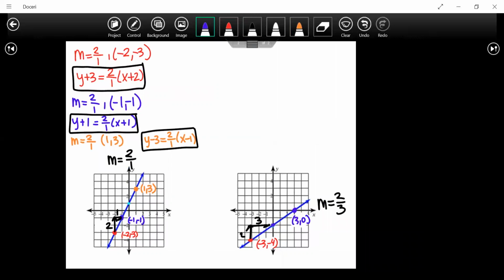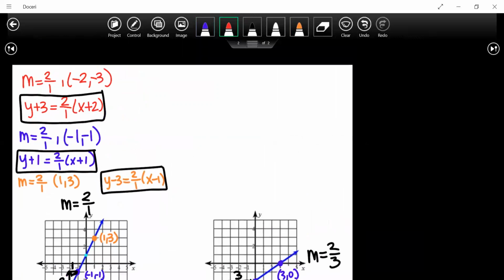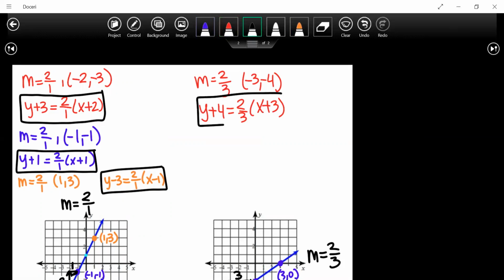We're going to do our first one here. My slope is 2 over 3. What's the point for my red? So I have my slope, I have my point. Give me the equation. What would be the equation? Y plus 4. Done. Awesome.